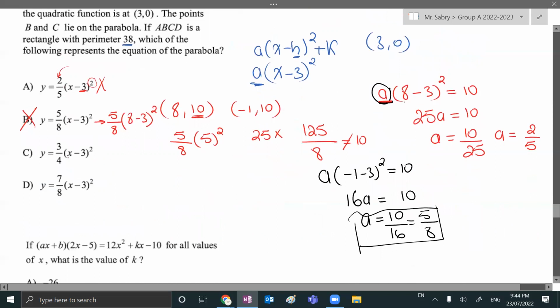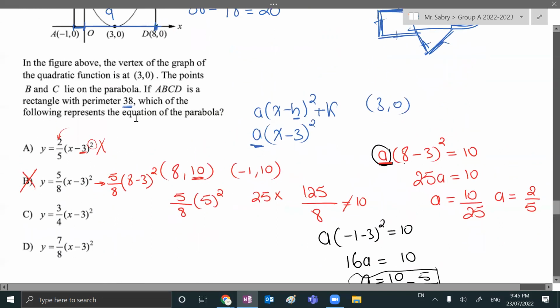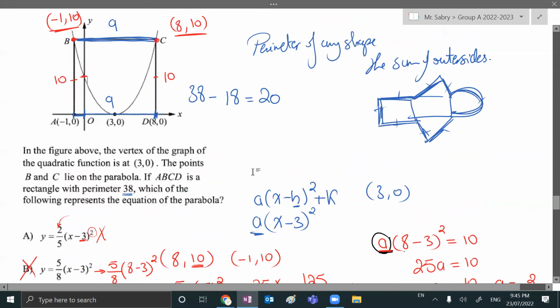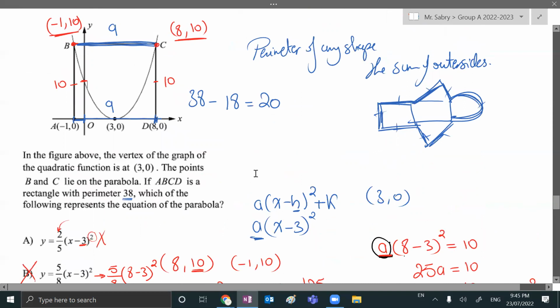So we should try these. There is nothing else that gives me 10, I tried everything. So we did something wrong. Negative 1 on the x, 10 on the y. We did something wrong. Yes. 8 and 10.